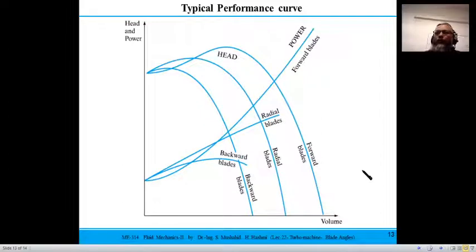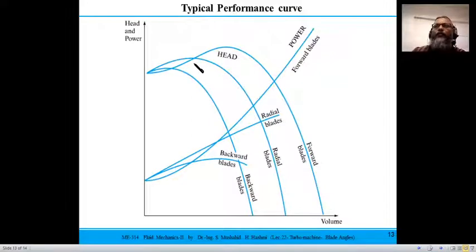If you see this performance for different blade angles, for example, if it is a backward curve blade, this line would be your head line. What is actually happening with the backward curve blades is that it first stays constant, and then as the volume flow rate increases, the head drops. But in case of radial blades, as the volume flow rate increases, the head is not constant, but starts increasing and then decreasing. Whereas in forward curve blades, the head first decreases and then increases.